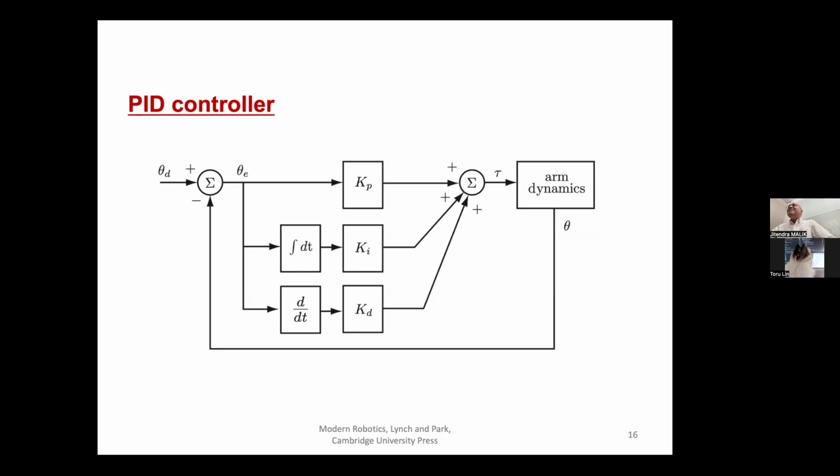Yeah. Since we are observing theta again, why do we need the integral? No, well, we are observing the error from the past. So you use the history. Yeah. So this is okay.